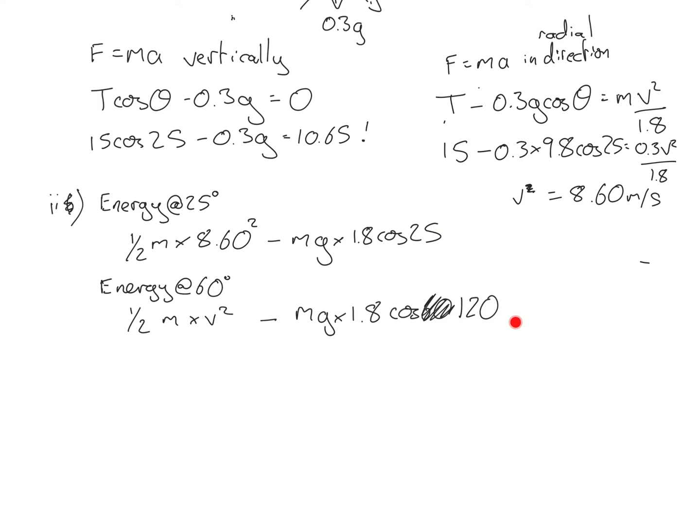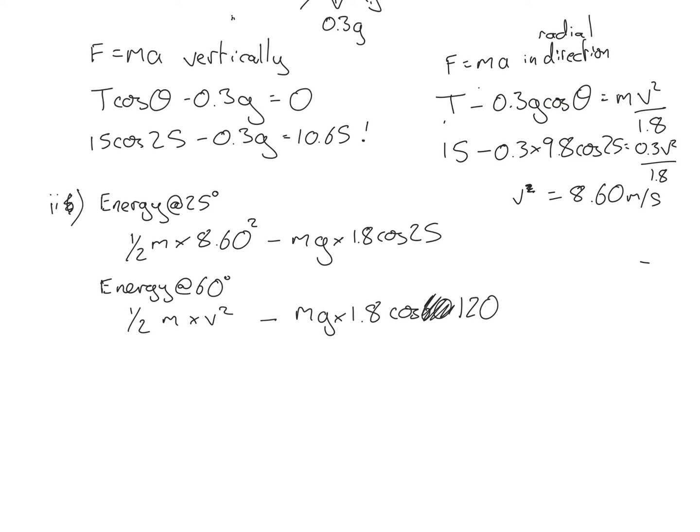Why is it 120? Because... Oh, no, 60, sorry. So I'm measuring it around there, and I'm letting cos sort out the negatives. But yes, you could do that a different way. But my point still remains that you can then just equate these.